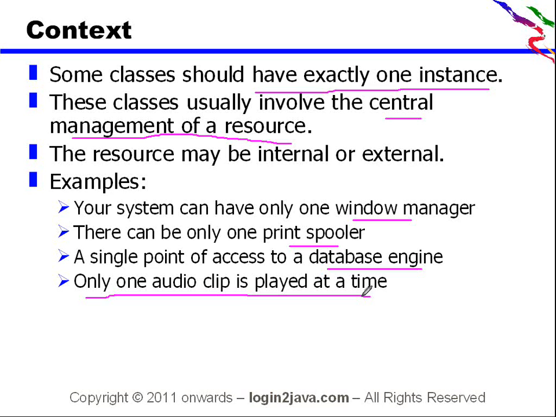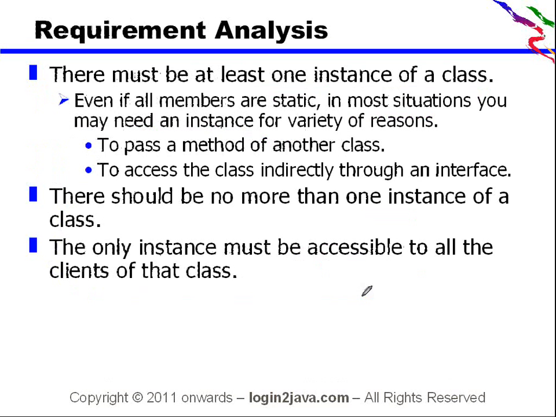So if we do the requirement analysis, there must be at least one instance of the class, even if all members are static. Here you can think why we need a single instance if we can have things completed by a simple static class.